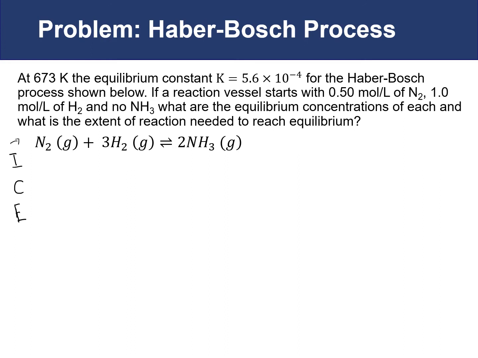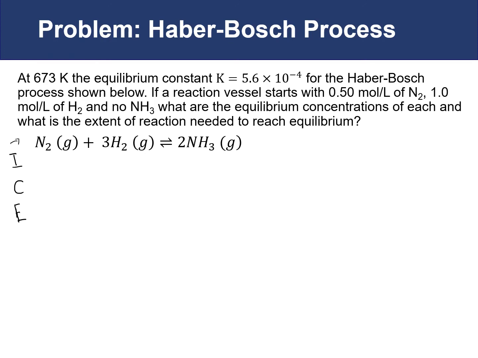So the problem says that at 673 Kelvin, the equilibrium constant for the Haber-Bosch process is about 5.6 times 10 to the negative fourth. If we have a reaction vessel with about half a mole per liter of nitrogen and 1 mole per liter of hydrogen with none of our products, what will the equilibrium concentrations of each one of our components be, and what is the extent of the reaction needed to reach equilibrium?